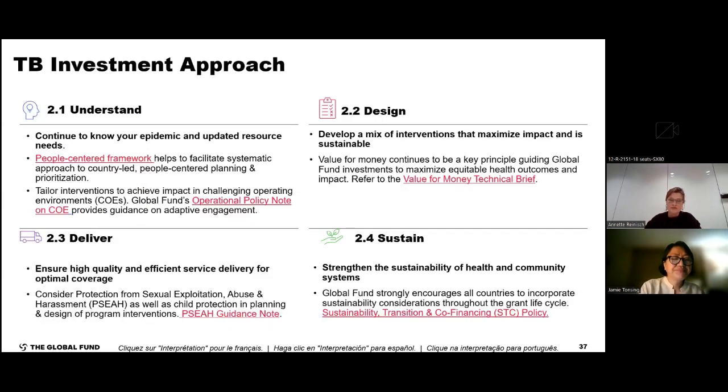Next, please. So I will not repeat this much because it is very similar to what my colleague Annette presented for HIV. For TB funding requests, it has to be informed by a good understanding of the epidemic and the resource needs. These should lead to a good design, a mix of interventions that maximize impact, and they are delivered in a manner that is efficient and of high quality, always considering the very important issue of sustainability so that this remains funded even after Global Fund funding ceases to exist. Next, please.